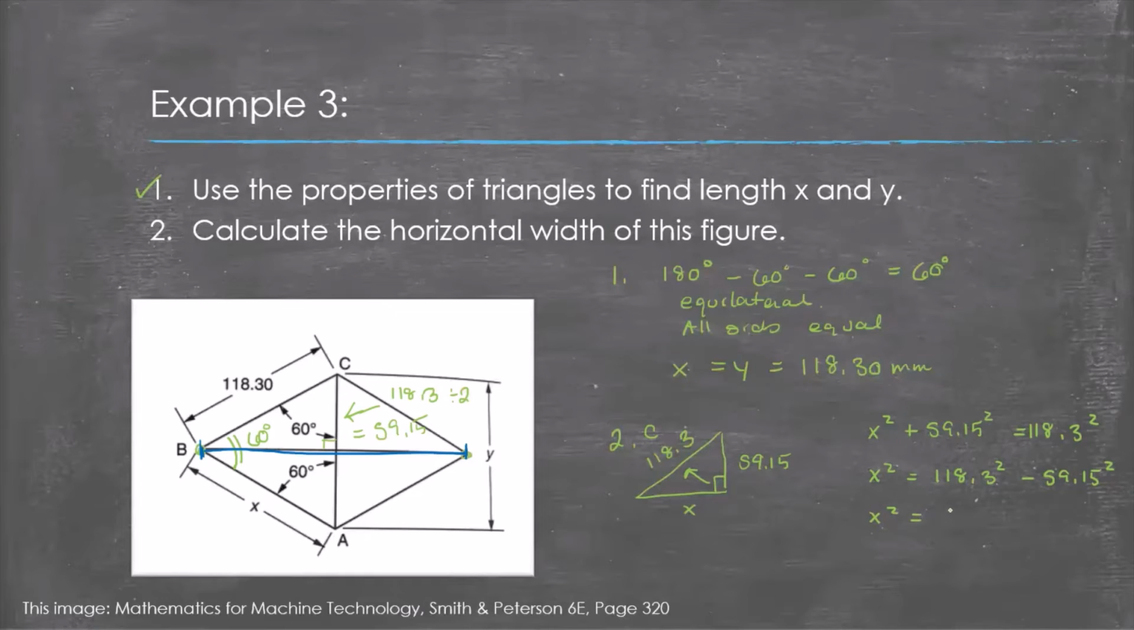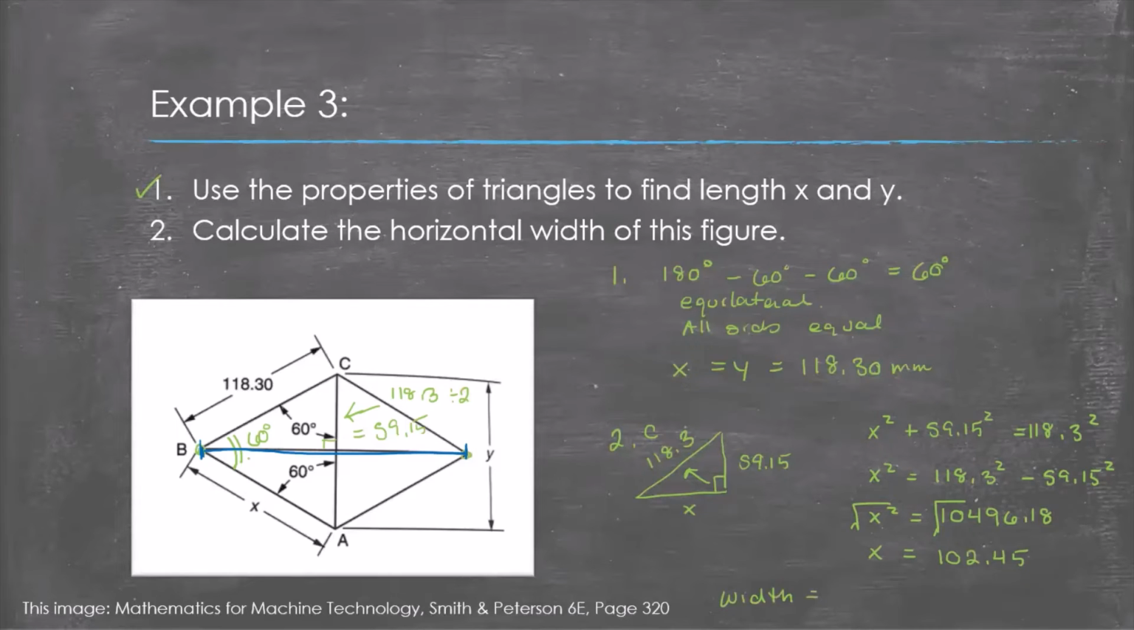You should get an answer of 10,496.18. Okay, and that will give us an x equal to, so you take the square root, and then after you've got your square root, you're going to find x is a length of 102.45. The distance, the width, is two of those.